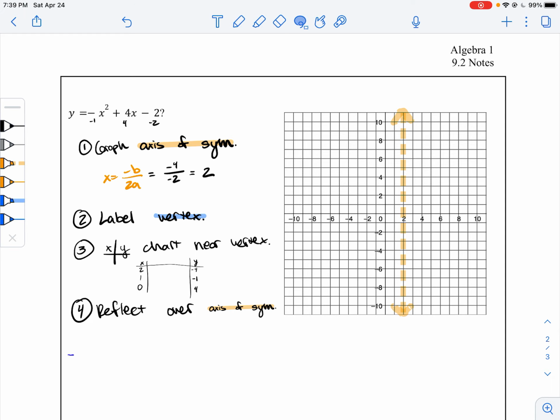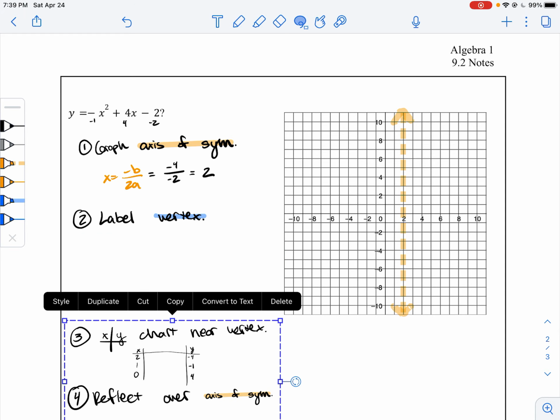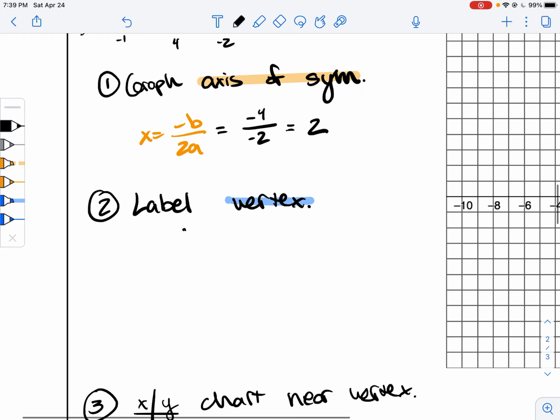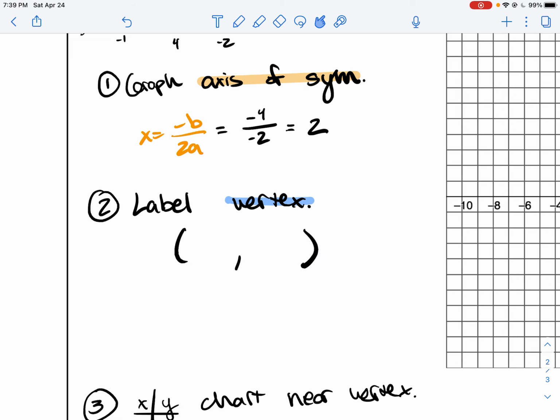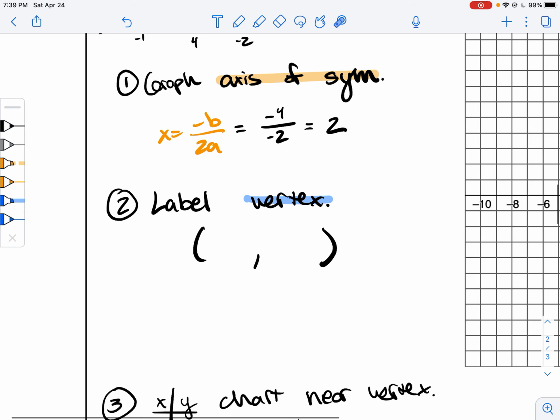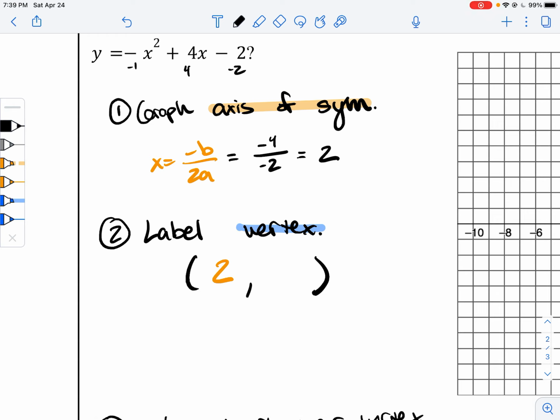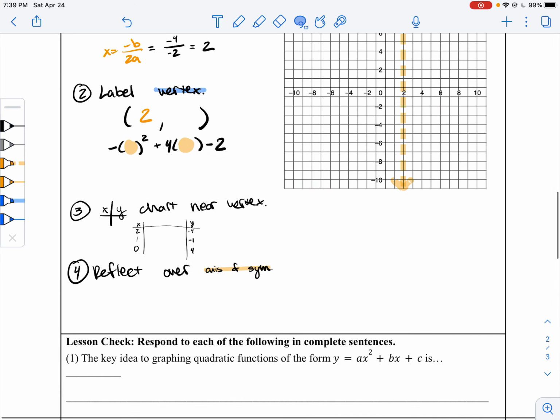Now we need to find the vertex. How do we know what the vertex is? Well, I've got half of it. The x-coordinate is the same as the axis of symmetry, giving us x equals 2. Now we just need to plug that in through the rule. So we have negative x squared plus 4 times our rule minus 2. So we need to take our x value and plug it in there.